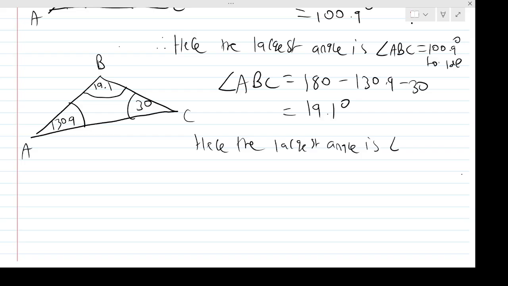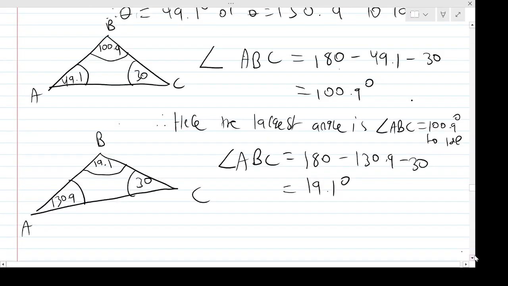And so therefore here, the largest angle in this triangle is the angle at A, right? So it's going to be angle BAC, which is 130.9 degrees. Cool. So I get two different triangles based on the two different solutions I get for theta.